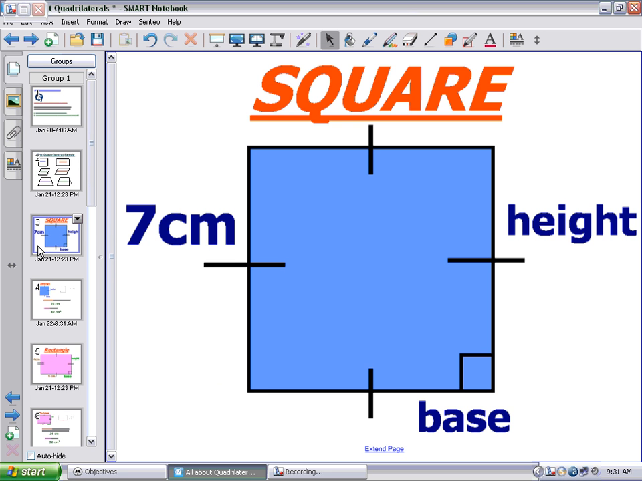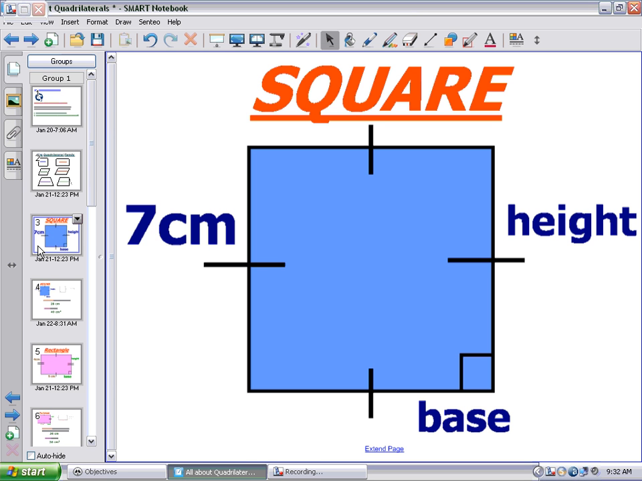Now, things I want you to know about quadrilaterals. First, all quadrilaterals have four sides. And secondly, all quadrilaterals have four angles inside. These four angles add up to be 360 degrees. This is a property that they all share.